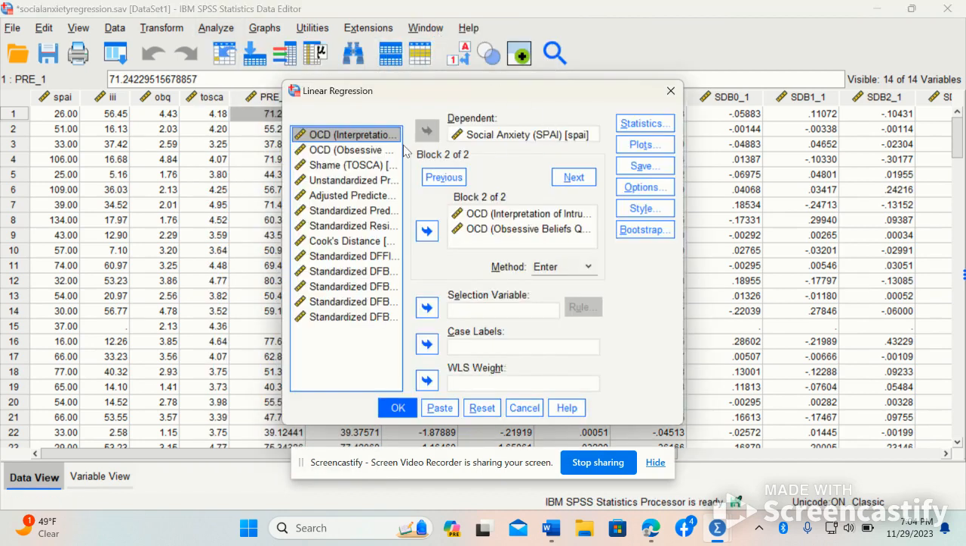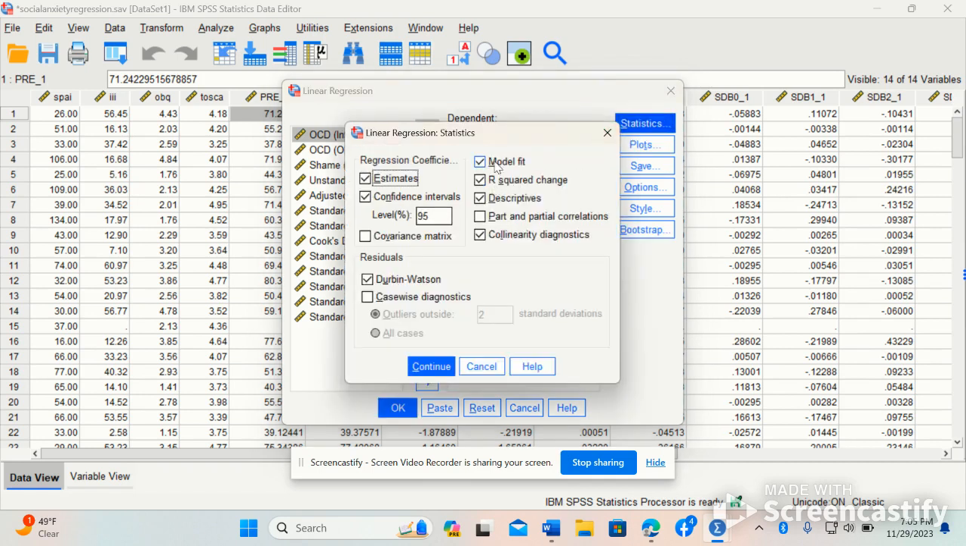So for the very first task, it was the social anxiety regression data set. I put social anxiety as the dependent. Then I did shame in the first block, and in the second block, I did the interpretation and the obsessive. For the statistics, I did model fit, R-squared change, descriptives, collinearity diagnostics, estimates, confidence intervals, and the Durbin-Watson.